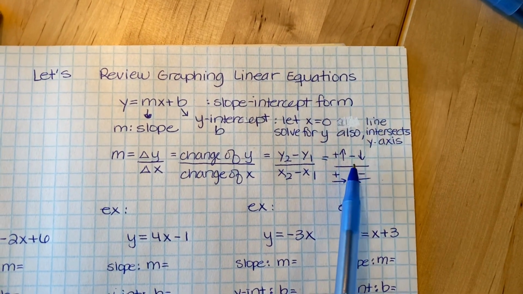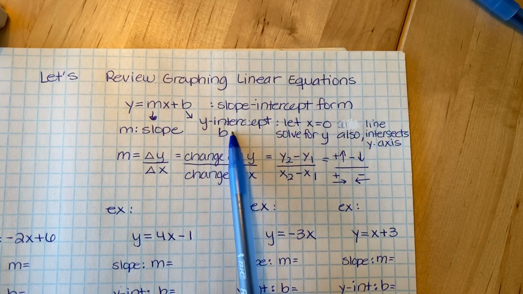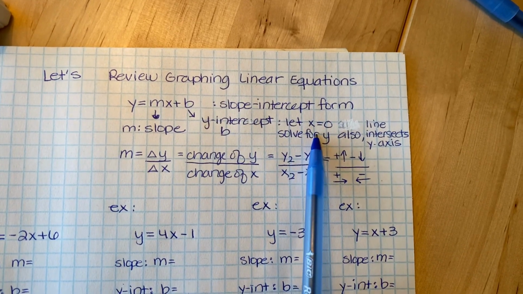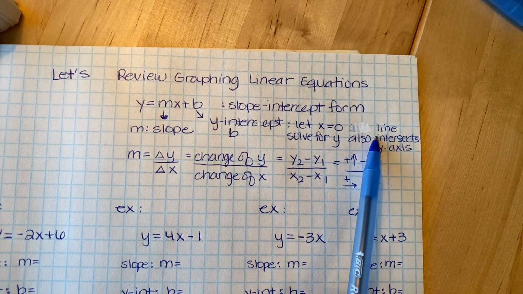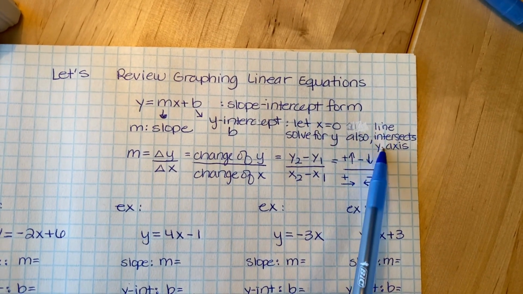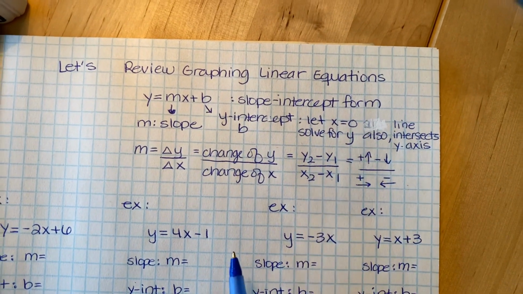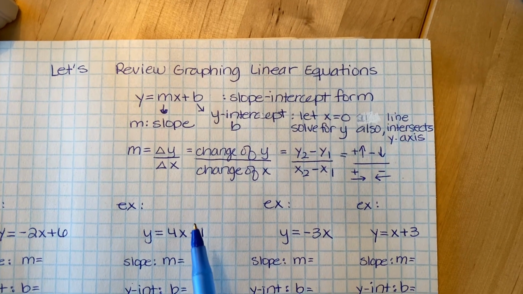So this is review. We did this last semester. Okay, the y-intercept is the b. So how do you find a y-intercept? You let x equal 0, and then you solve for b, and that number is the location where the linear equation, the line, intersects the y-axis, right? Okay, so this is review from like 2 years ago for some of you.